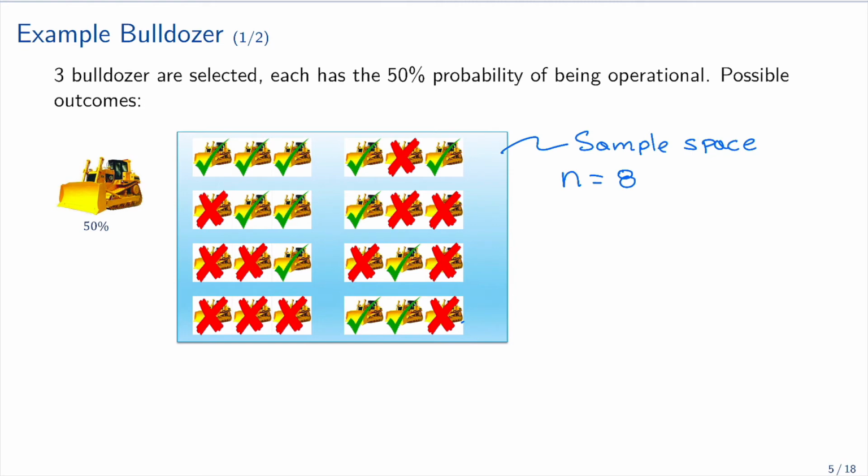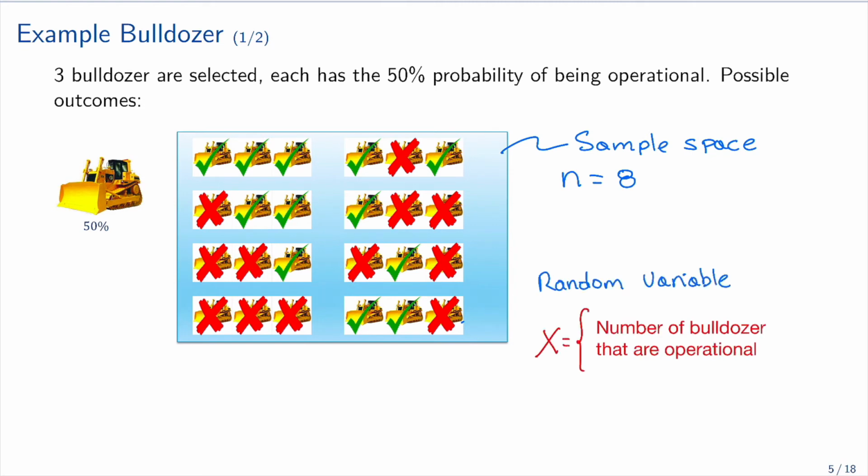Now, we can define a random variable in the following way. Let x be the number of bulldozers that are operational. So in the first outcome, we have 1, 2, and 3 operational. In the second outcome, we have 2 operational. In the third outcome, 1, then 0, 2, 1, 1, and 2. So therefore, the range of x is equal to 0, 1, 2, and 3.